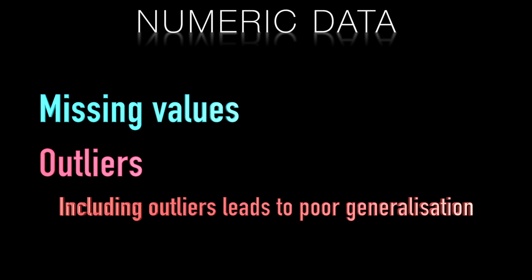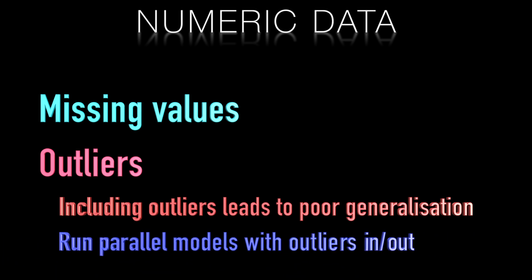The good news clearly is you can split your pipeline right here and train your model with outliers in and outliers out. Then pick the model that generalizes best. Nearly every time it will be the one where you have thrown out the divergent data. So enough about the why on outliers, let's get to the what and the how.